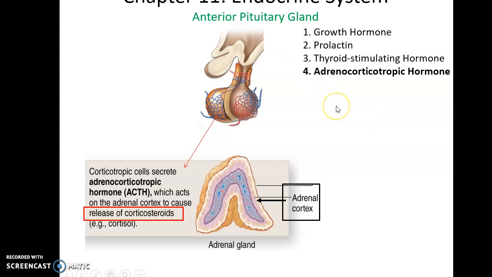All right, hormone number 4 produced by the anterior pituitary gland is the adrenocorticotropic hormone. Adrenocorticotropic hormone goes to the adrenal cortex, which is the outer portion of the adrenal gland, and causes the adrenal cortex to produce and release corticosteroids. So this is a family of steroids that include cortisol that the adrenal cortex will release when activated by this hormone.